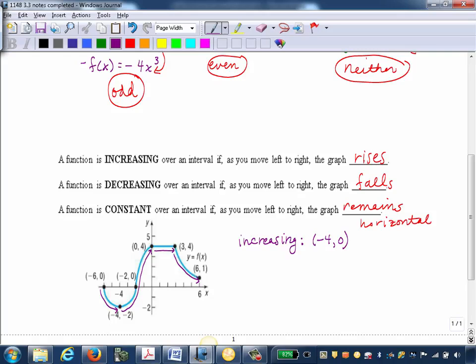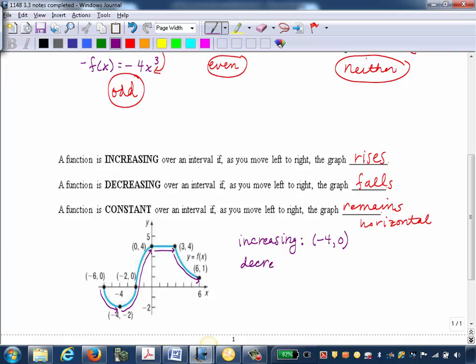And I use parentheses around the boundaries because at this dip in the graph, it's actually switching direction from decreasing to increasing. So it doesn't make sense to include that boundary in the increasing because it's actually changing directions there. So on the boundaries here, we're going to use parentheses.